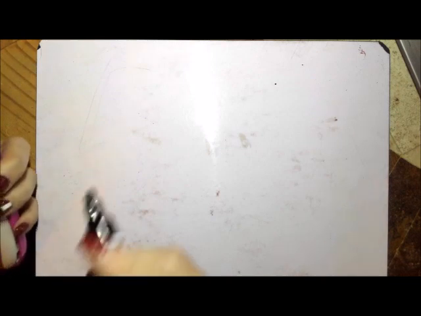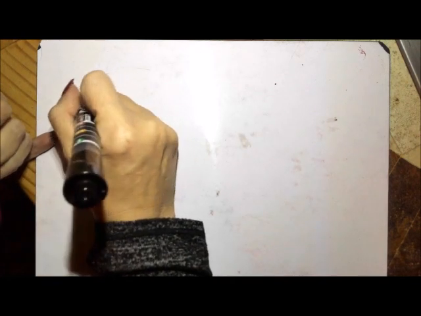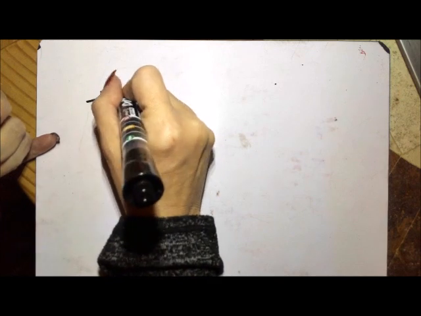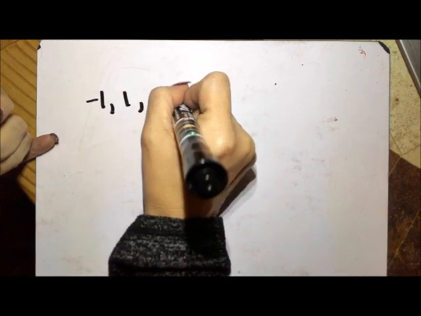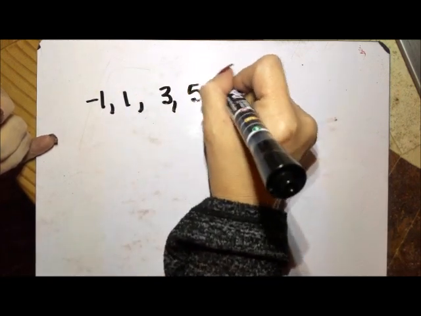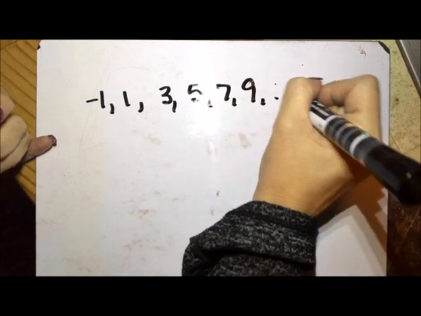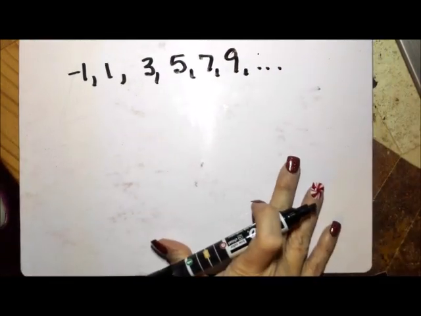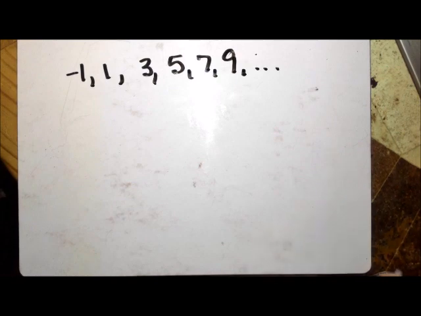What if I go the other way? Let me put one in my calculator real quick. Okay, what if I give you this? What if I say negative 1, 1, 3, 5, 7, 9, and I say, write this sequence. You're like, what? Okay, but I'm going to give you choices.